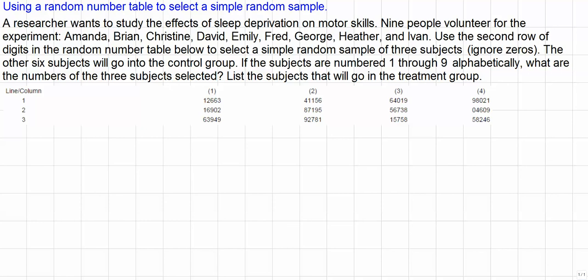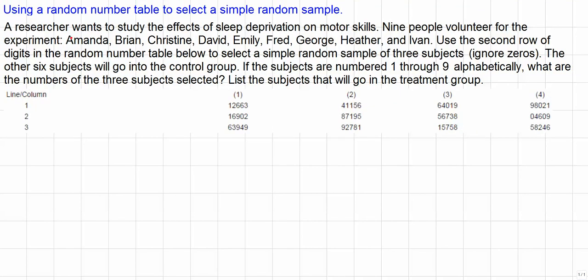Okay, when we're using a random number table to select a simple random sample, we need to assign numbers to our samples. So for instance, for Amanda, we'll assign the number 1, Brian will be 2, Christine will be 3, David will be 4, Emily is 5, Fred is 6, George is 7, Heather is 8, and Ivan will be 9. And then it says, in the problem, use the second row of digits in the random number table below.